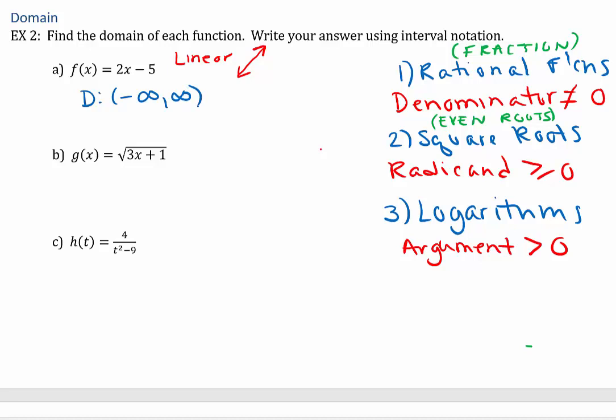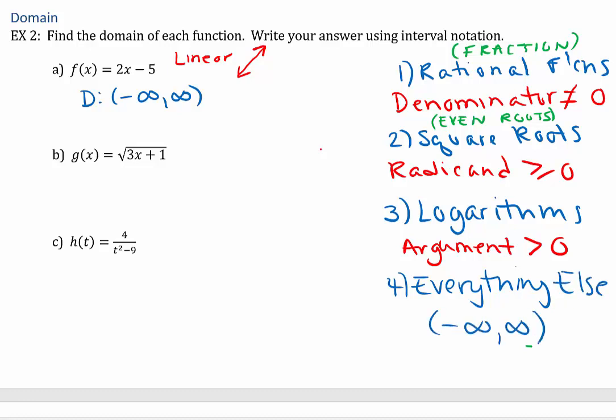In addition, if I look at my list, this linear function doesn't have a fraction in it, doesn't have a square root, doesn't have a log. And so we could even just add to our list everything else that we see. So if it doesn't have a fraction, a log, or a square root, it's going to have a domain that's all real numbers.